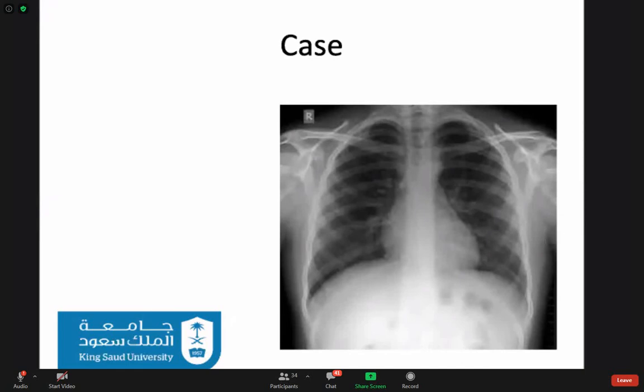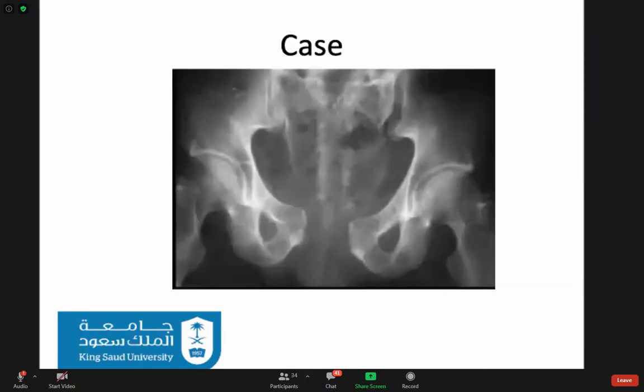So this is the chest x-ray, which just to let you guys know is fine. And then we go to the pelvic x-ray. This is your pelvic x-ray. Any abnormalities? No, there is no hip fracture. This hip is normal and this hip is normal. What's going on? You have an open book fracture. No, it's not normal, sheikh Abdulaziz.